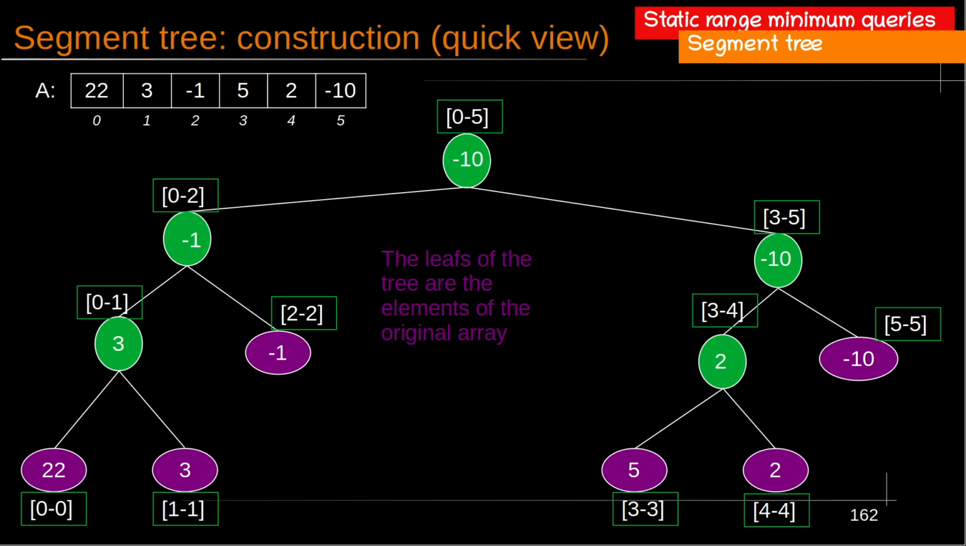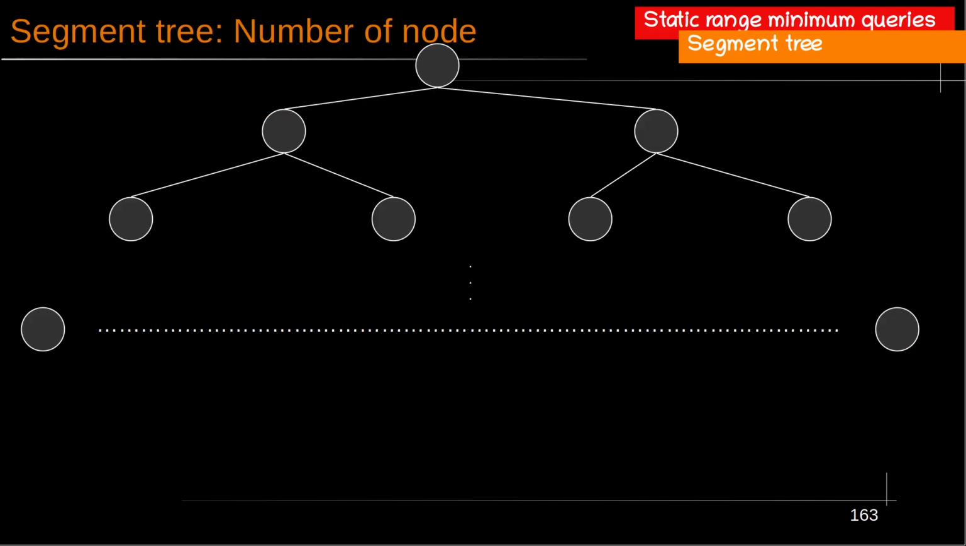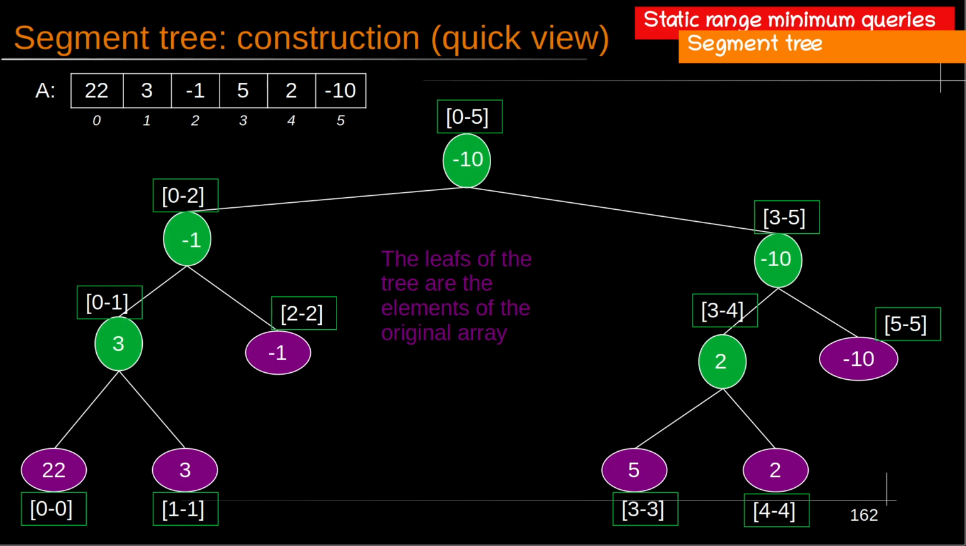The leaves of the tree are the elements of the original array. This is very important. This will help us to compute the number of nodes in the segment tree. How to compute this number of nodes? As you see, the number of nodes in the segment tree is always greater than the size of the original array.